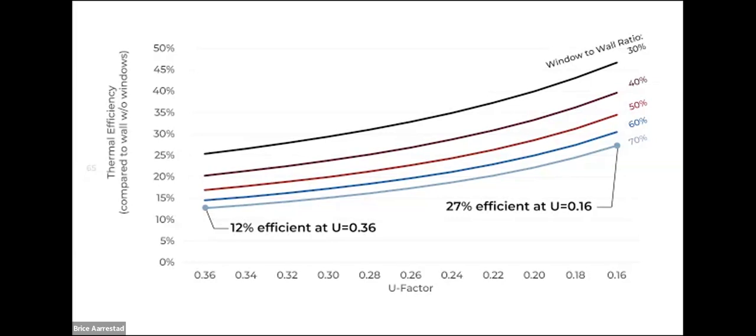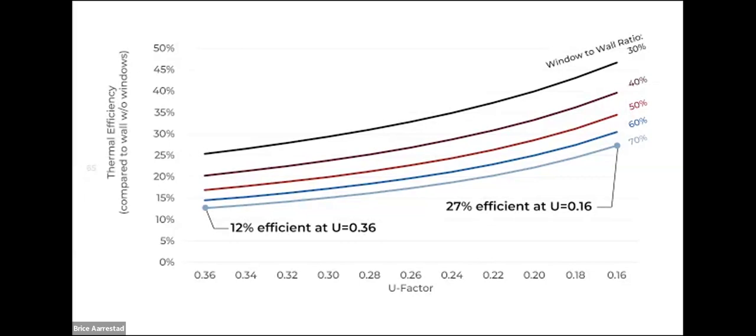So what we're seeing here is these different lines. These are each window to wall ratios. And I'm really highlighting here, when you have 70% window and 30% wall, how important is that U factor? U at 0.36 is 12% efficient. U at 0.16 is 27% efficient. So that's a major increase in performance comparatively.